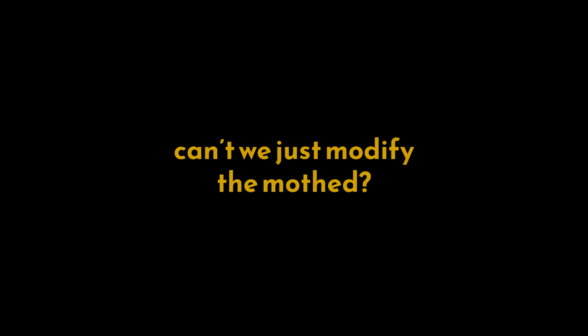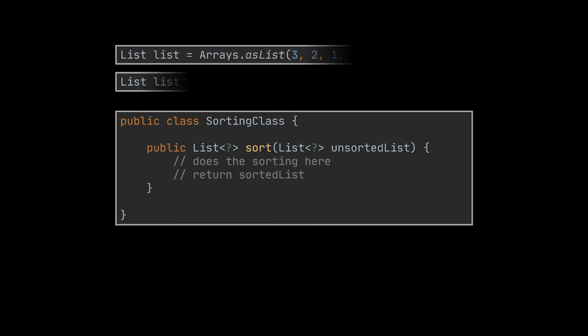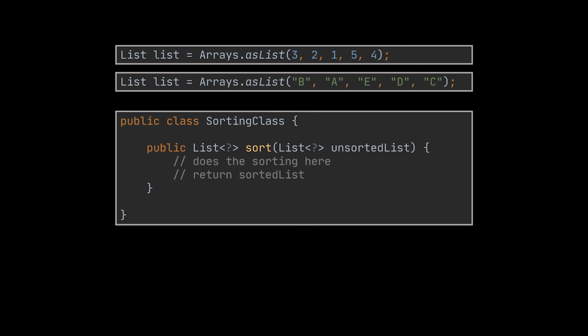Now, maybe you're thinking, do I really have to make the entire class generic just to have a generic method? Good news, we don't. That's where wildcards come in. A wildcard in Java is represented by a question mark, which stands for an unknown type. We can use it to make a single method generic without affecting the whole class. The method we see can now accept lists of integers, strings, and more.